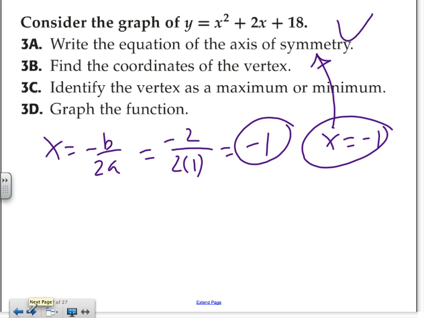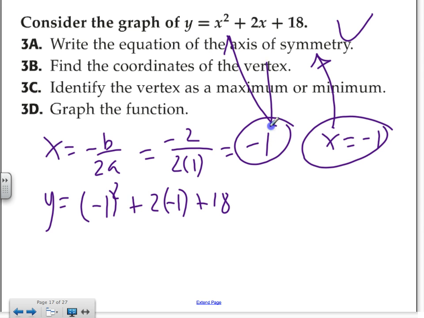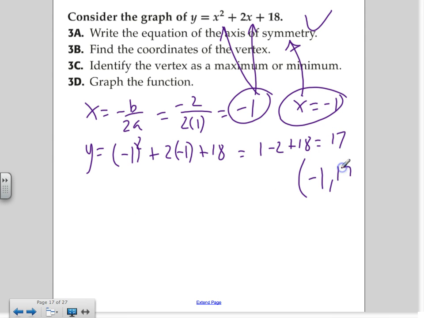Moving on to the actual vertex. How do we find y? Well, plug x back in. So y now equals negative 1 squared plus 2 times negative 1 plus 18. You see, I'm just basically plugging that negative 1 back inside the function and solving for it. And if I solve, I get 1 minus 2 plus 18, which becomes 17. So I have my x and my y, those 2 points combined to be negative 1 and 17, right? This is your vertex. And is that vertex your maximum point or your minimum point? Minimum. Very good, because you know it's facing upward.